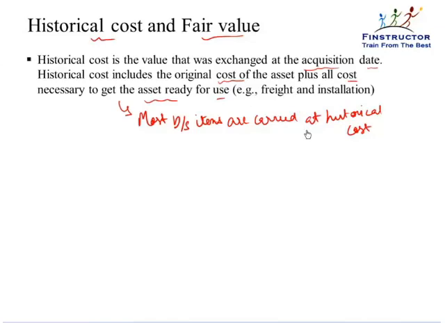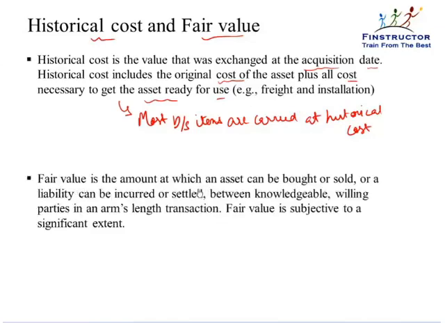This is what the asset is normally carried at. Fair value is different from the historical cost. This is the fair market price that somebody would be willing to pay for the asset or the liability today. So it is the amount at which an asset can be bought or sold, or a liability can be incurred or settled between knowledgeable, willing parties in an arm's length transaction.